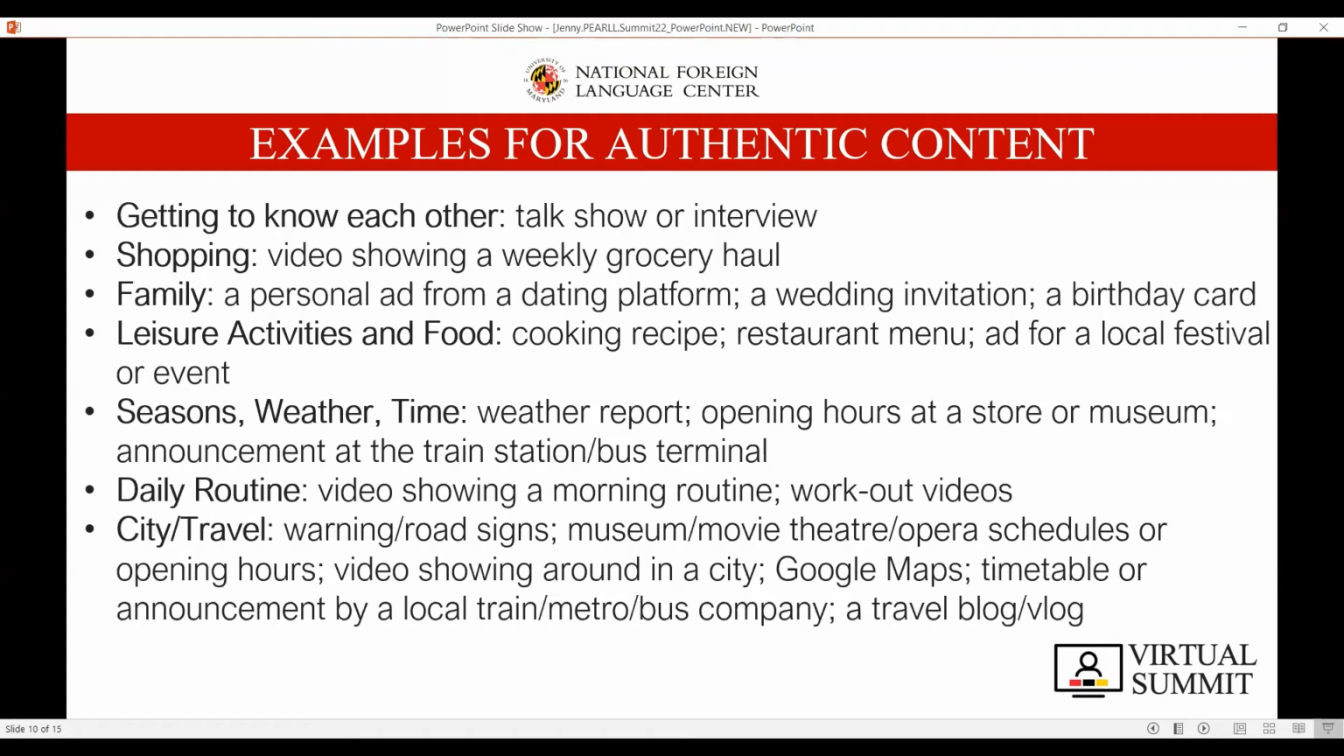Another typical topic is, as we talked about before, shopping or food. So you could select a video by a random YouTuber or influencer buying something at the market or in a grocery store, or just showing their weekly grocery haul. Another common topic is family. So you could use an ad, a personal ad from a dating platform, or a wedding invitation, a birthday card, where it's usually the vocabulary used from the topic of family.